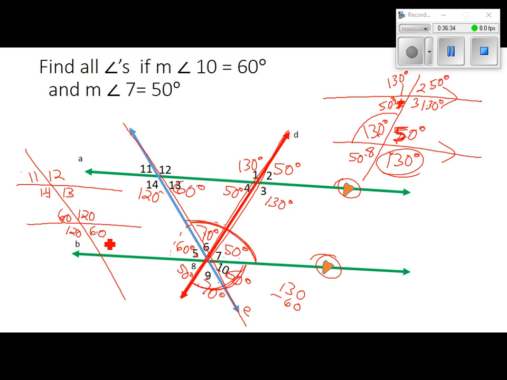These two, 11 and 60, are alternate exterior angles, so 11 has to be 60 degrees. And 12 in this angle, I'm just doing different things. There's all kinds of ways you could come up with it. 12 in this angle are corresponding angles, so they have to be the same. So it has to be 120 degrees. Now we've found every angle in that picture.